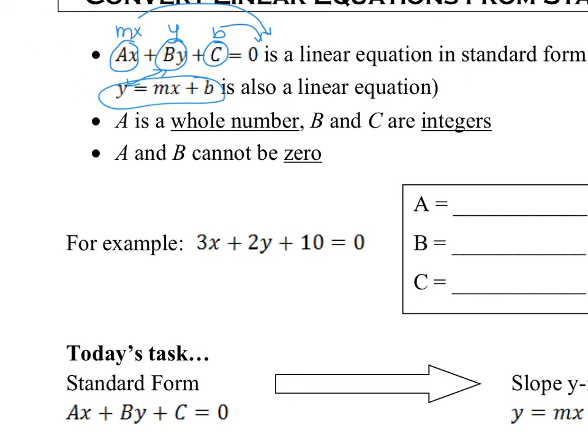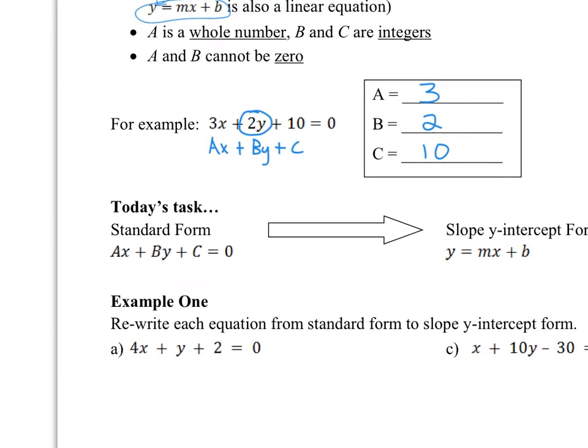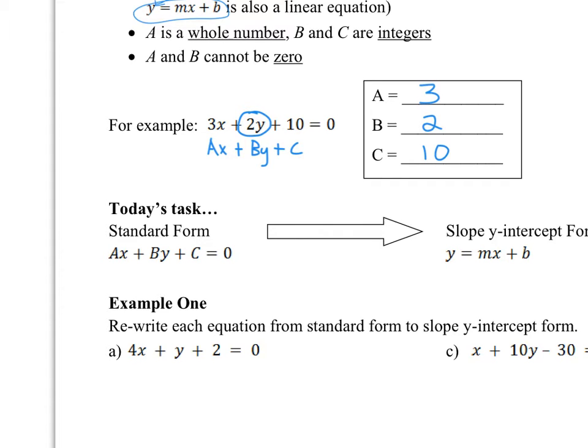ax plus by plus c, and just fill in those variables off to the side. So our coefficient for a is 3, for b is 2, and for c is 10. The most important thing to identify is this y value, and understand that y needs to be isolated by itself. It can't have that 2 in front of it. So we're going to take standard form and turn it into slope y-intercept form by isolating for that y value.